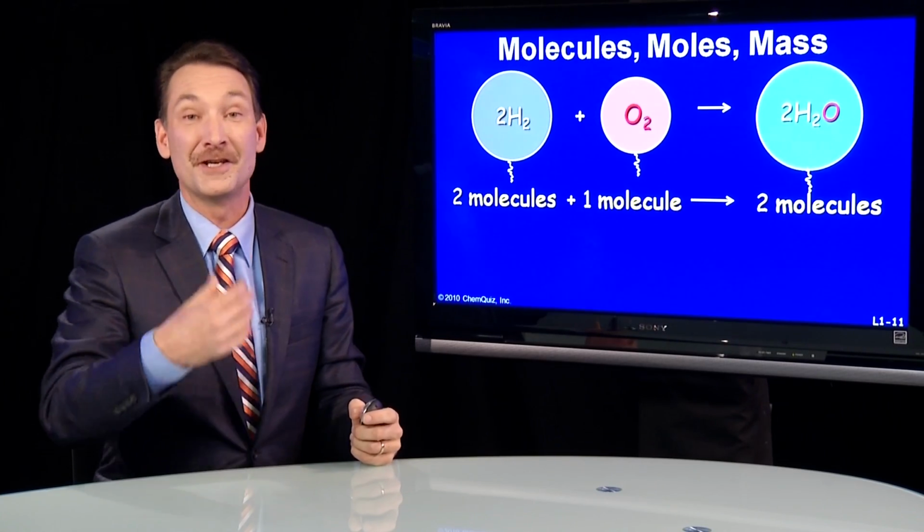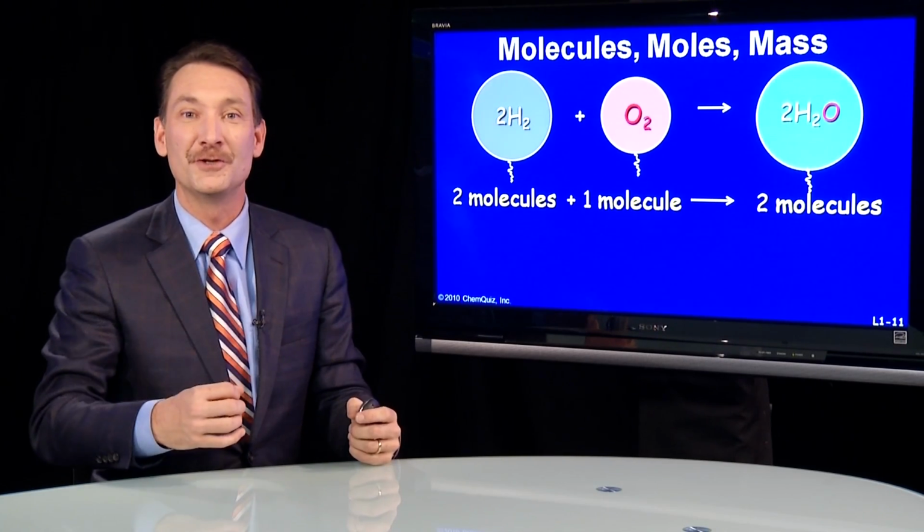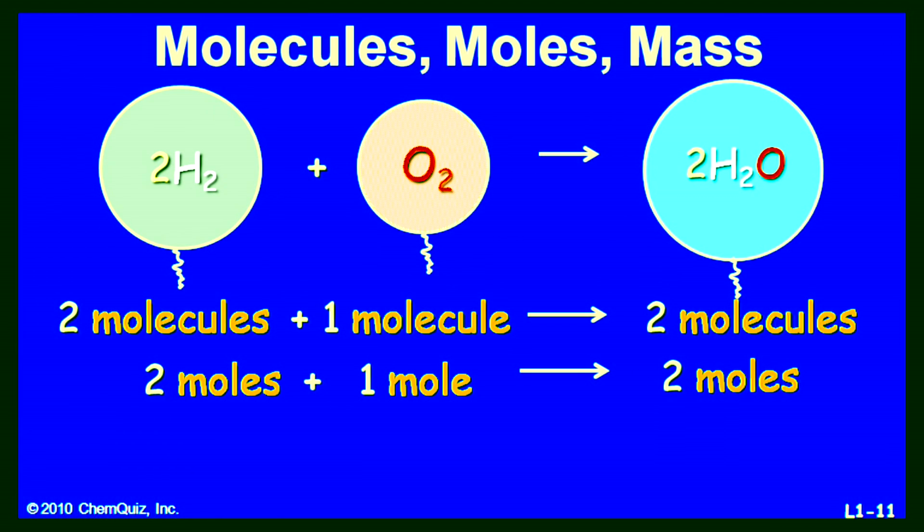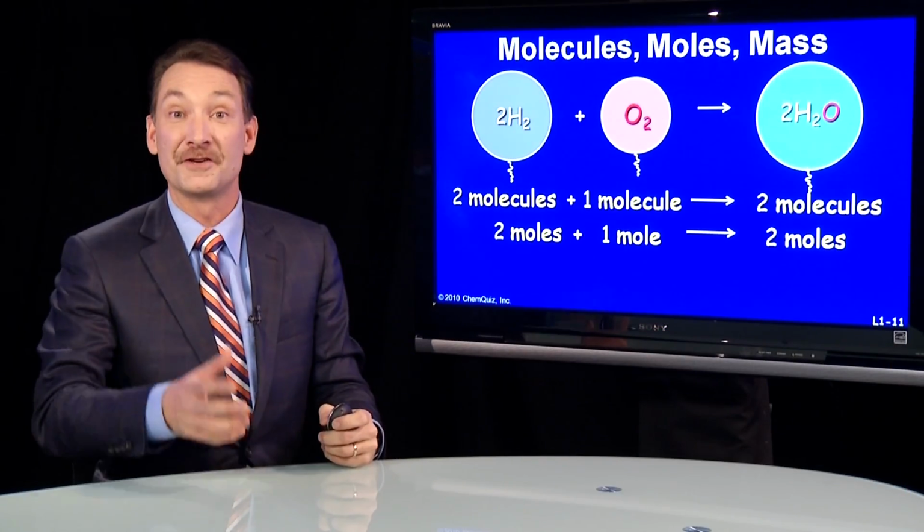And a mole is just a number of particles, 6.02 times 10 to the 23rd particles. So 2 moles and 1 mole should give me 2 moles, just as the 2 molecules and 1 molecule gave me 2 molecules. Now there's another way to look at it.